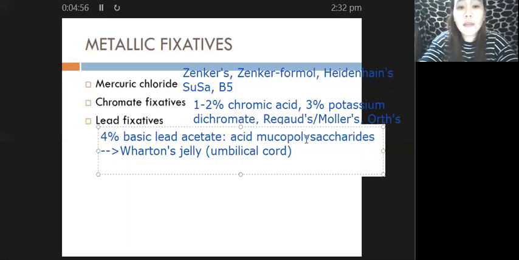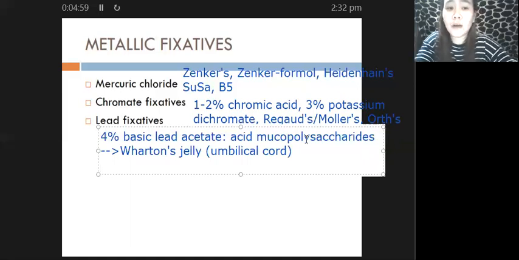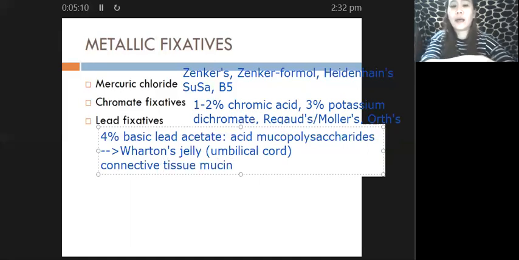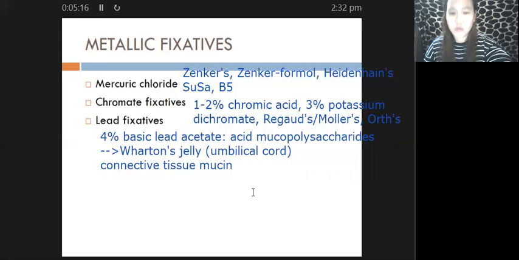Apart from your acid mucopolysaccharides, your 4% basic lead acetate is also utilized for the fixation of connective tissue mucin. I repeat, it's also utilized for the fixation of your connective tissue mucins. So that is the lead fixative that we utilize in the laboratory, as well as the different structures which it preserves.